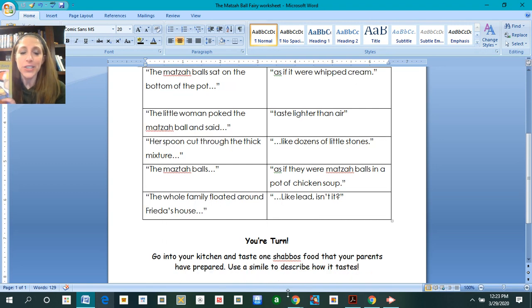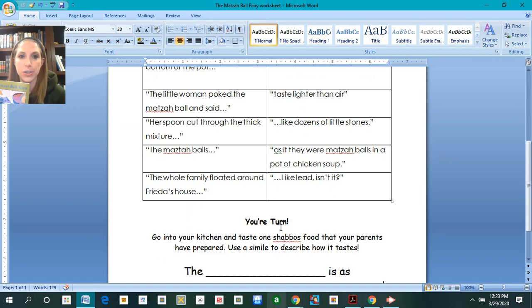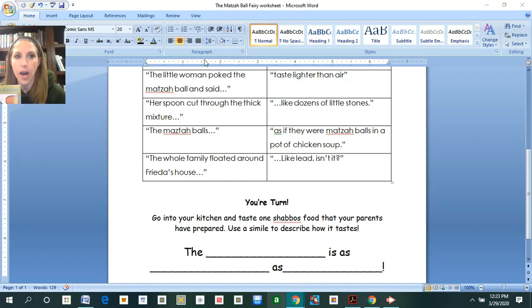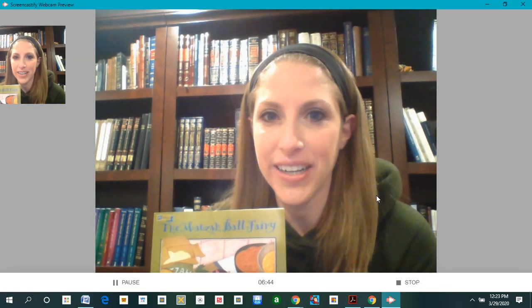Okay, and then at the end, sneak into your parents' kitchen, ask your parents for permission if you could taste one of their special Shabbos foods that they prepared, and you can come up with your own simile to describe what it tastes like. So maybe your mom's chocolate cake is as dark as a midnight sky. I'd love to see what you come up with. So here we go. Let's read the book together.